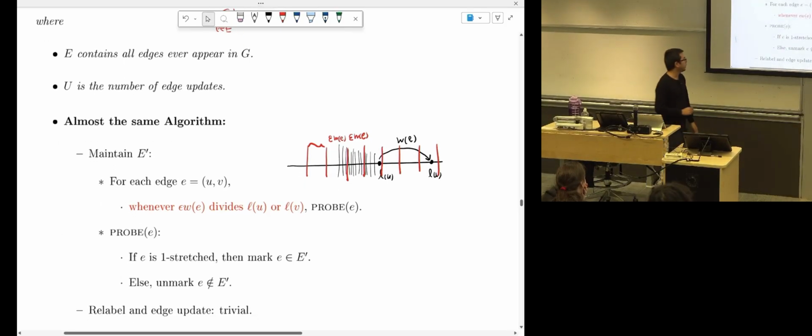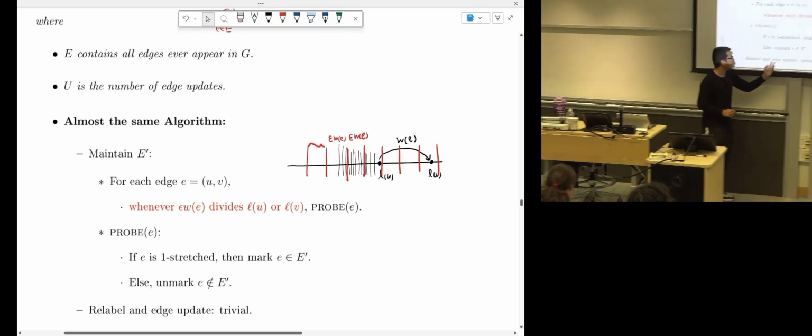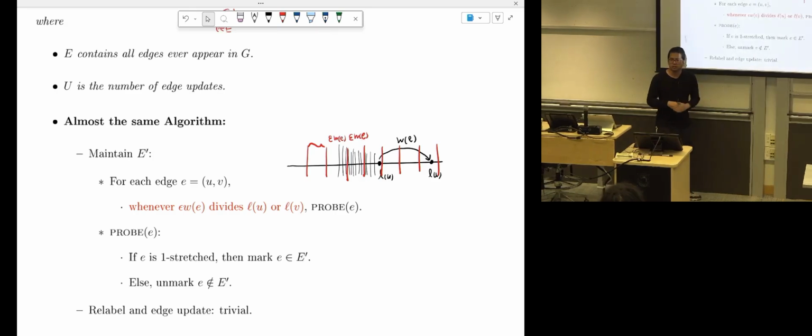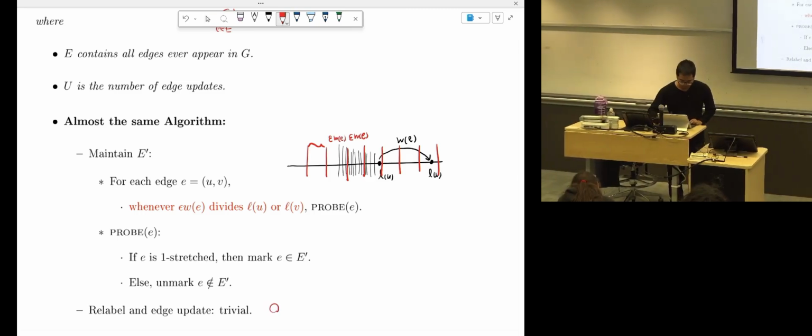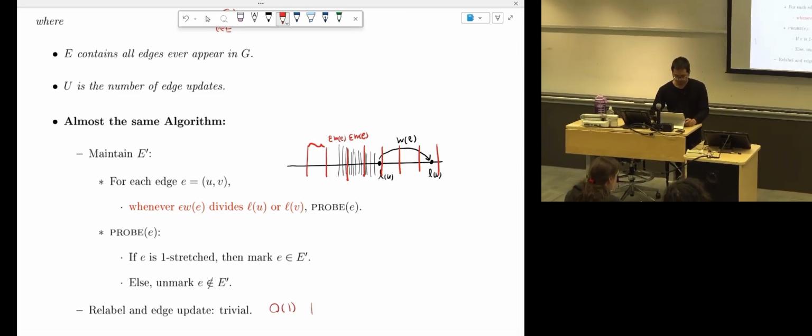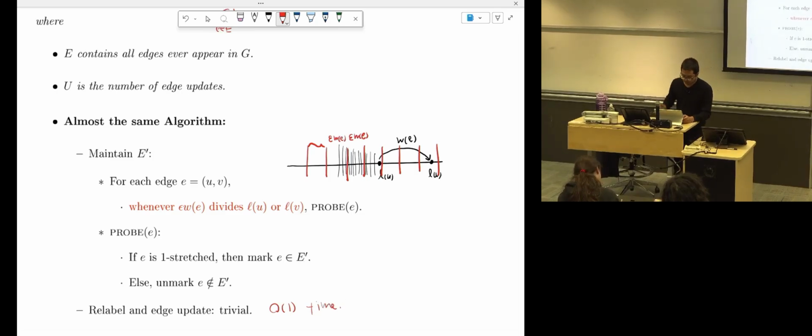And how do you relabel and how do you update an edge? That's just straightforward again. If you relabel, just increase the label. If you update an edge, just add or delete that edge. That takes constant time. Any question about the algorithm description?